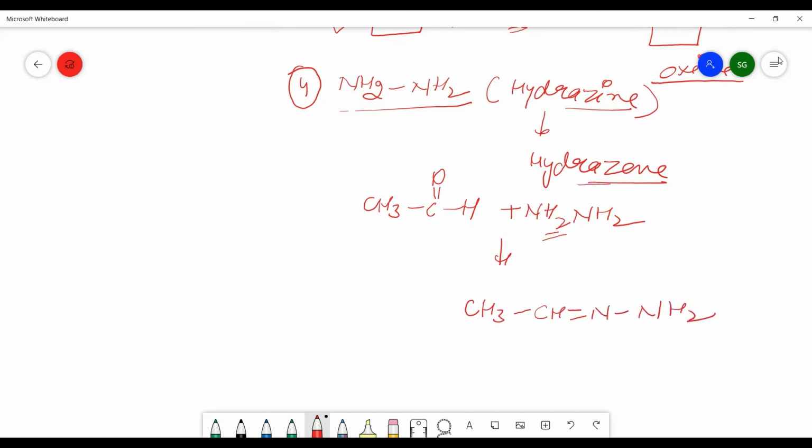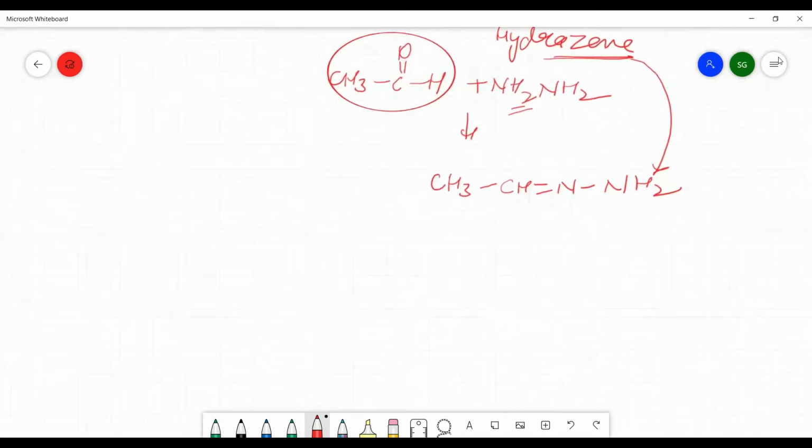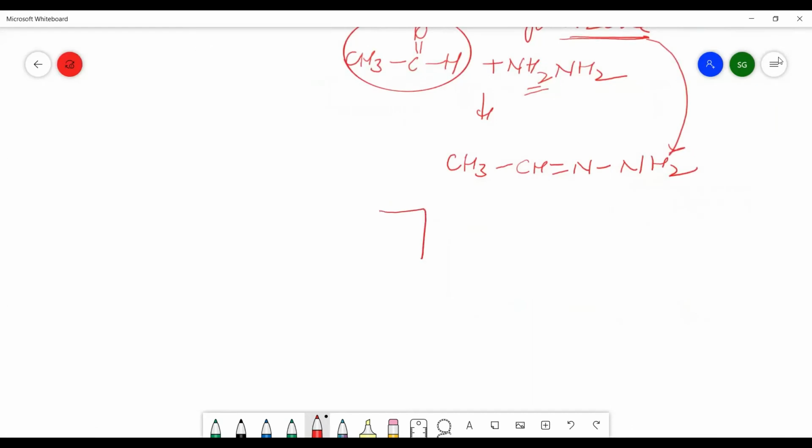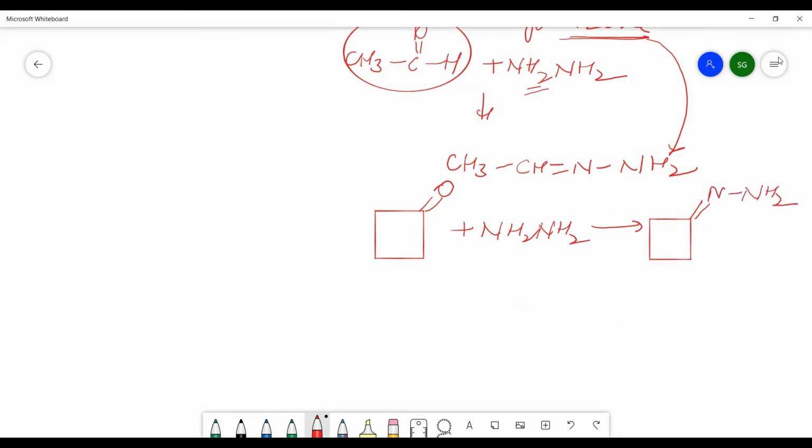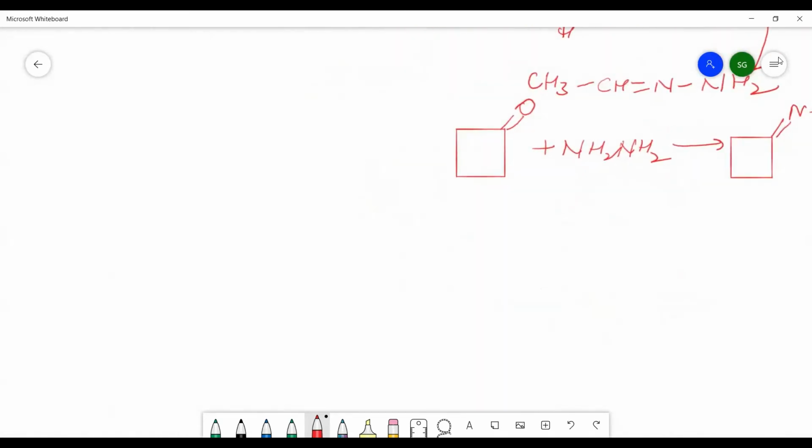And what is the name of this compound? This is the hydrazone of ethanol. If you want to make the hydrazone of butanol, this is butanol, and you are adding NH2, then after the nucleophilic addition there is removal of a water molecule, and you will get the oxime of cyclobutanol. In that manner, you can form the oxime of any of the aldehydes or ketones.